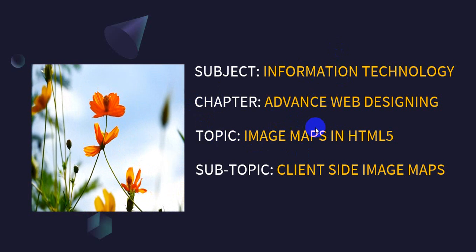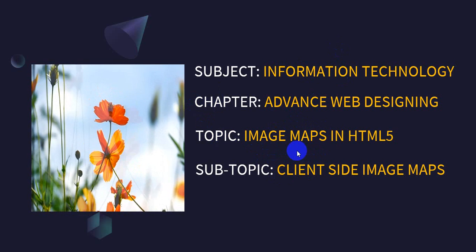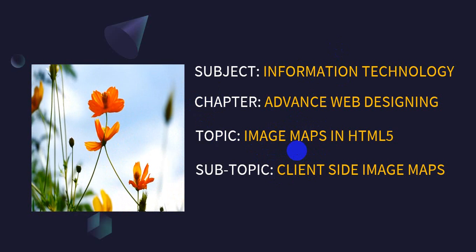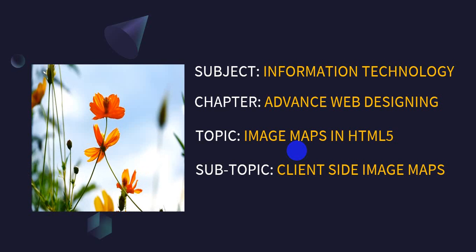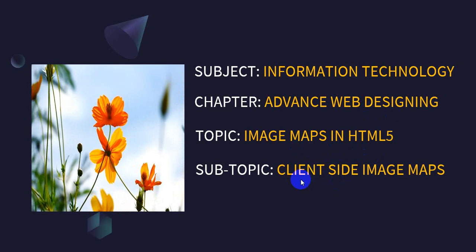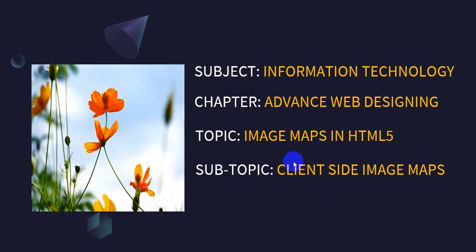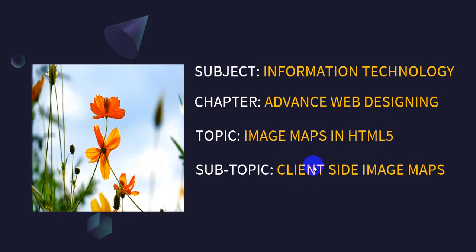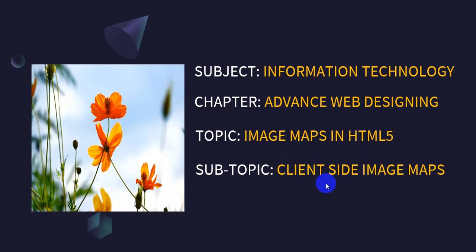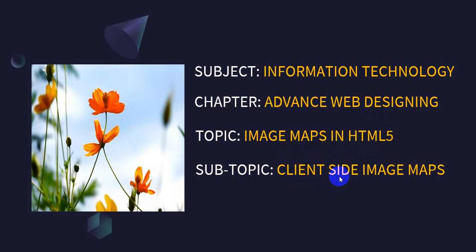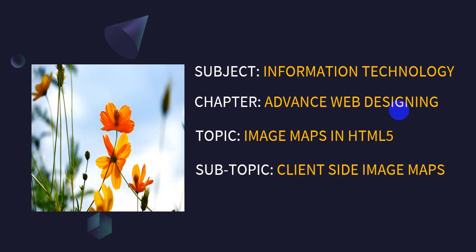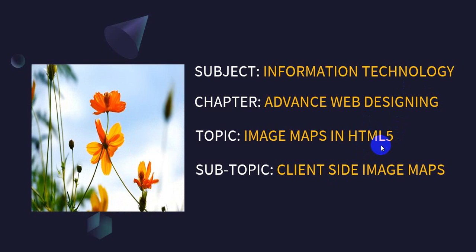There are two types of image map: client side image map and server side image map. Client side means we are going to do it on our browser itself. It will run and be executed from your browser only, from your client. That's why it's called client side. Server side is another type, but in our syllabus we have only client side image map.